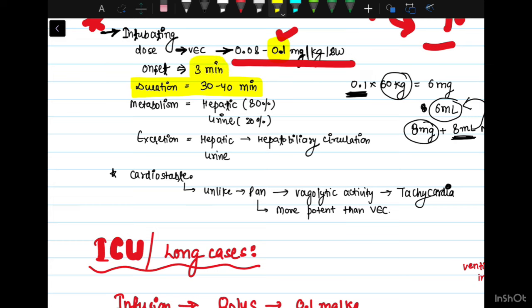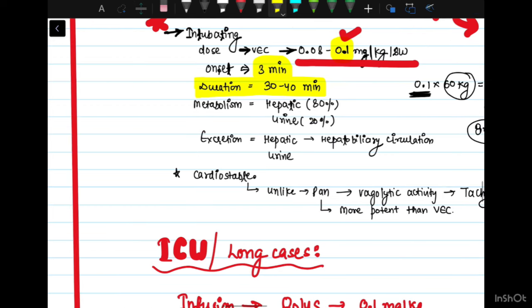Sometimes people wait even more, because not all drugs have equal efficacy. So you have to wait minimum 3 minutes and have to ventilate the patient by your own efforts. After those 3 minutes, then do your laryngoscopy and intubate. Now we know the duration is 30 to 40 minutes. That means you have to then repeat the dose.